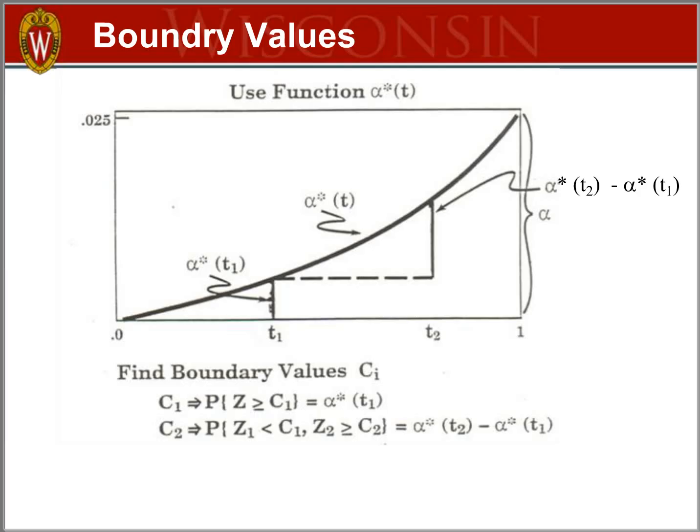So I haven't specified in advance when I'm going to look. They're not equally spaced necessarily, and I can look as often as I need to. And yet I can control my type 1 error, the probability of a false positive.